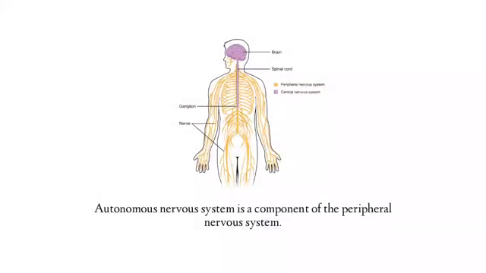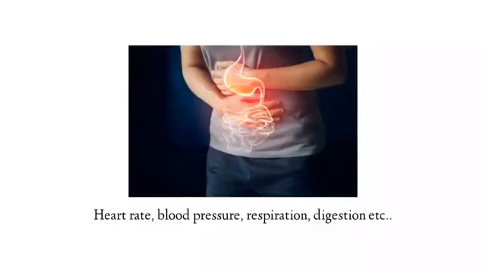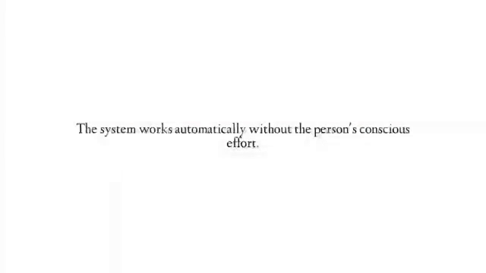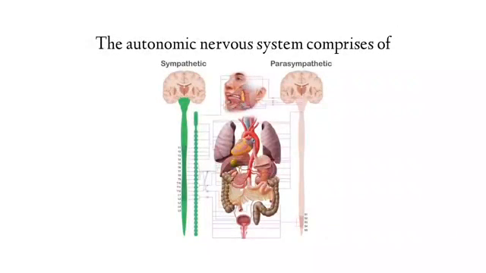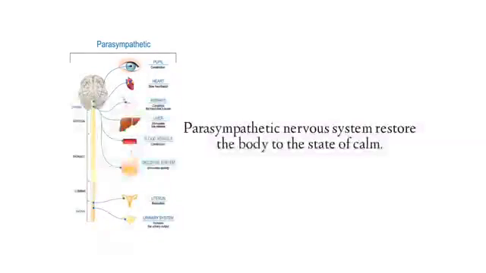Next is autonomic nervous system. Autonomic nervous system is a component of the peripheral nervous system that regulates involuntary physiological processes including heart rate, blood pressure, respiration, digestion, etc. This system works automatically without a person's conscious effort. The autonomic nervous system comprises two parts, the sympathetic and parasympathetic nervous system. The sympathetic nervous system activates the fight or flight response during a threat or perceived danger, and the parasympathetic nervous system restores the body to the state of calm.